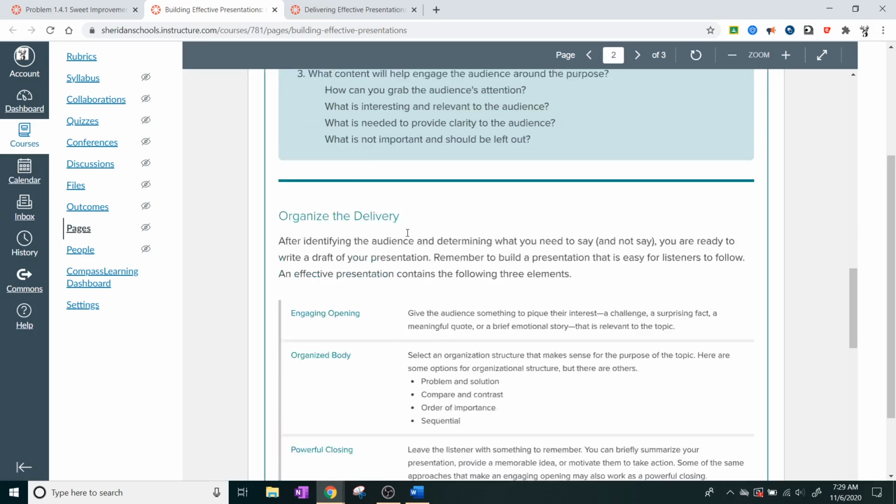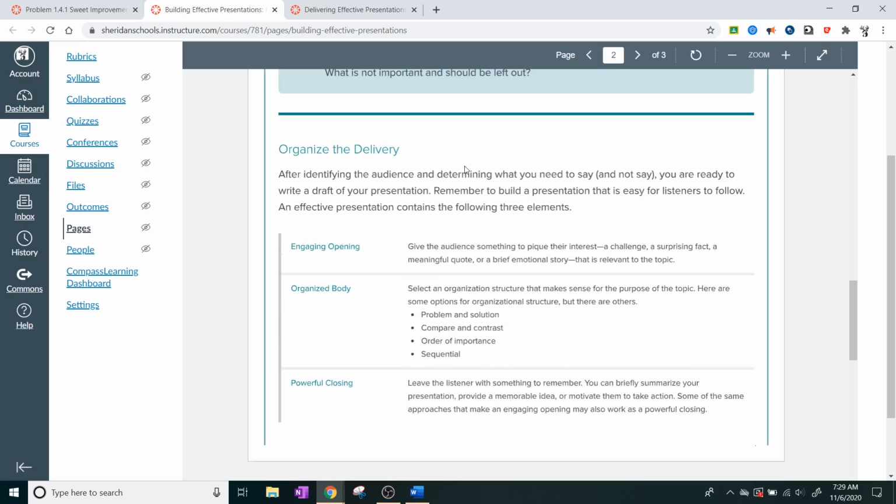And then I think this part right here is probably the most important thing of all, where you organize the delivery. So you don't want your presentation to just be completely and totally scattershot. You want to basically start it off with an opening, and usually you want it to be as engaging as possible. So you want to try to pique their interest. You want to try to make them think that this is the one that they want to go with. You're like, oh man, this is the one.